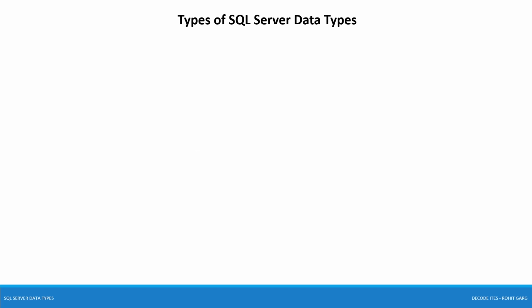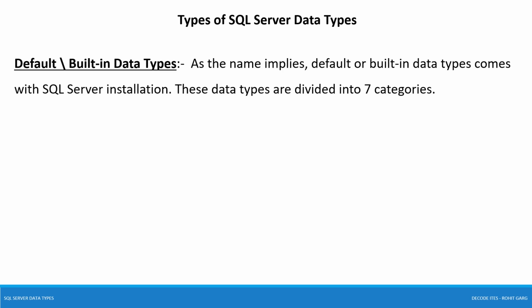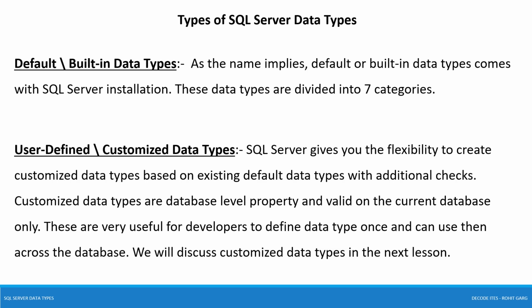Types of SQL Server data types. SQL Server comes with two types of data types: default or built-in, and user-defined. Default or built-in data types, as the name implies, come with SQL Server installation, and these can be divided into 7 categories. Whereas user-defined or customized data types give you flexibility to create data types based on your existing default data types with additional checks.